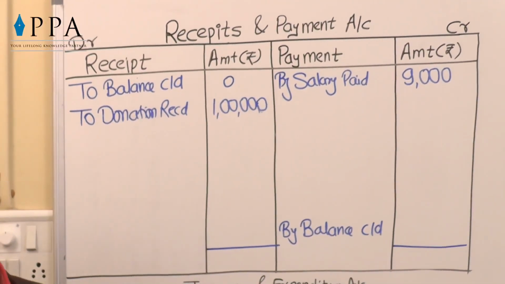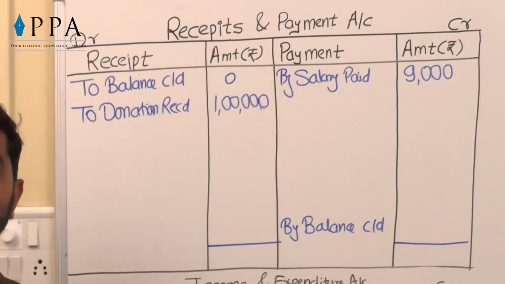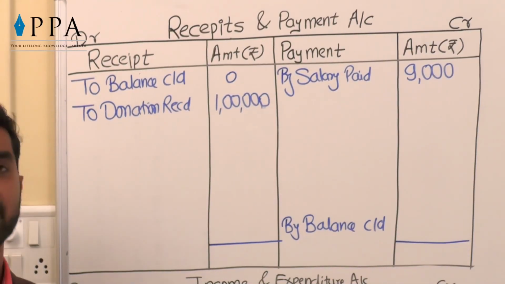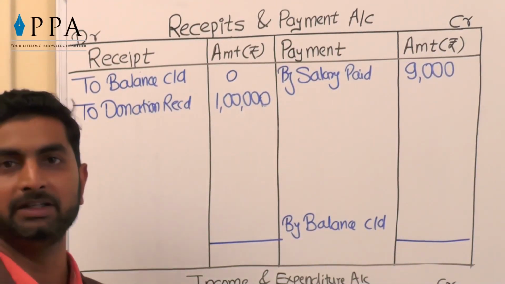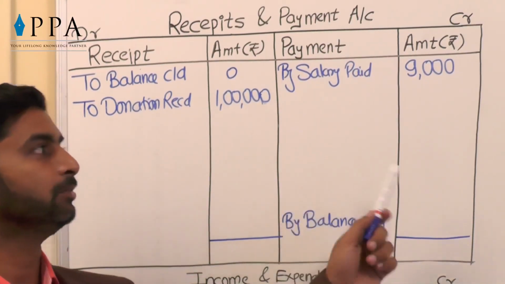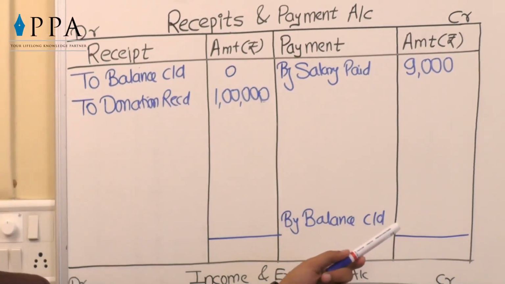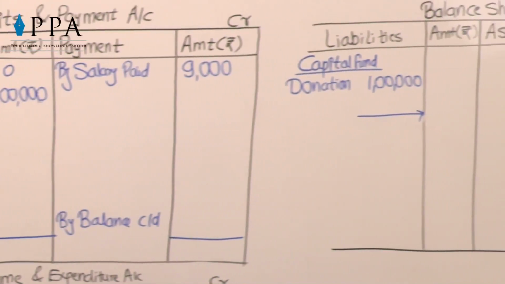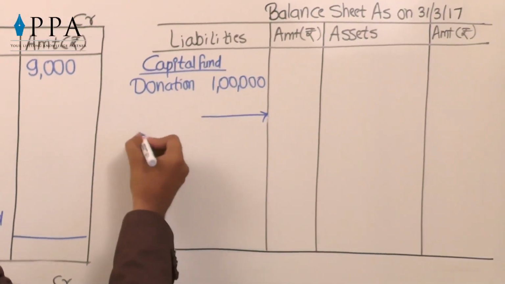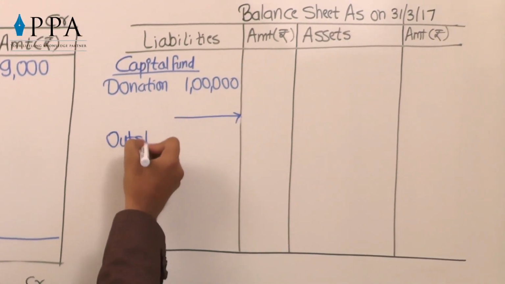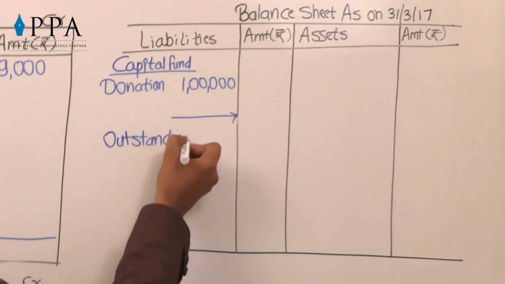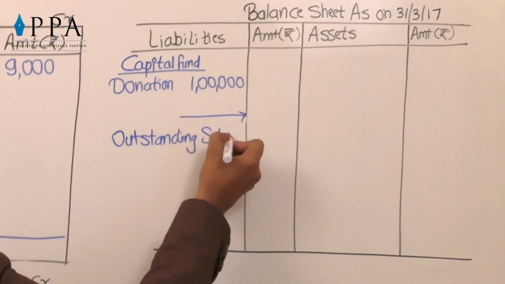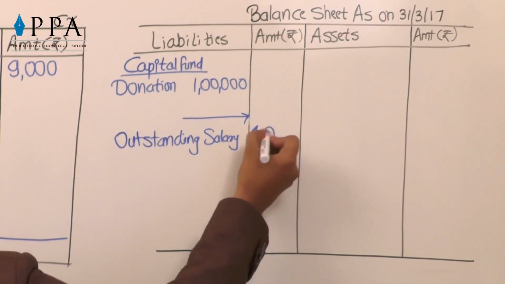It means out of 10,000, only 9,000 is paid, 1,000 is still outstanding. It will go to the balance sheet liability side. It's a liability, so balance sheet liability side we have to record the outstanding salary. Let's go to the liability side. Outstanding salary amount is 1,000.